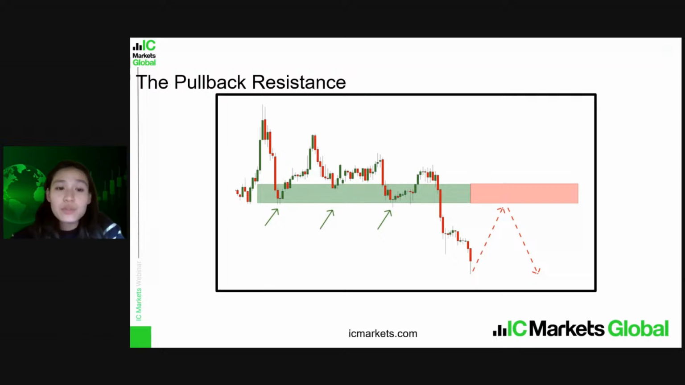So firstly, we have the pullback resistance. In this example, we have three swing lows that touch the same area, the same green highlighted area. Price has broken below the green highlighted area, and we're expecting price to pull back or retrace back to that same level, which is why we're calling it resistance, because we're expecting it to react above that level.